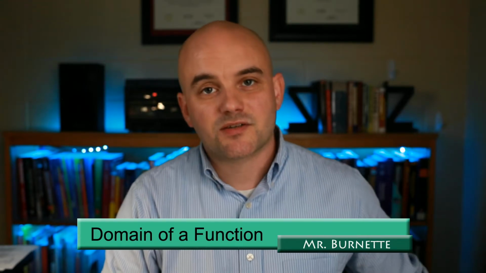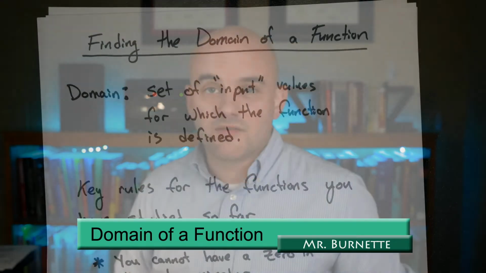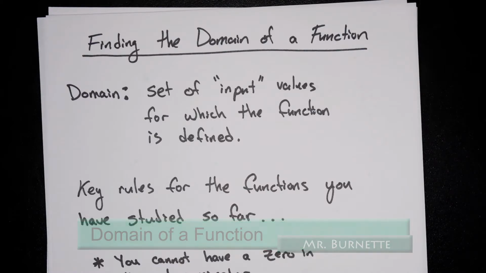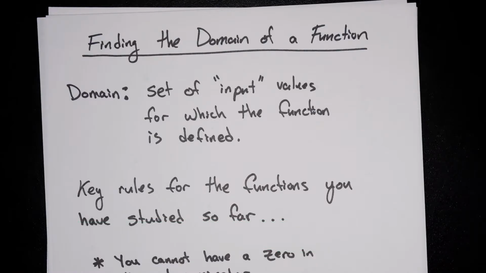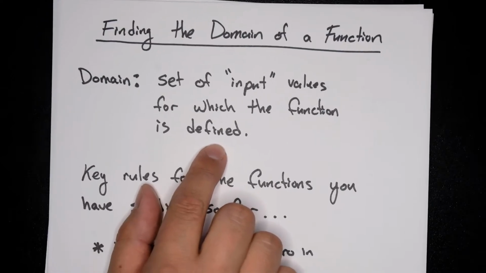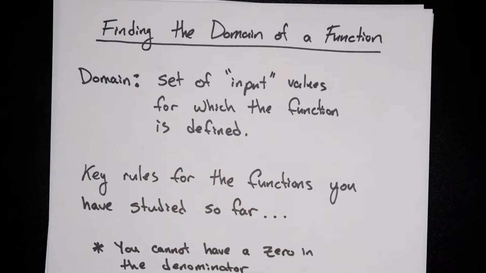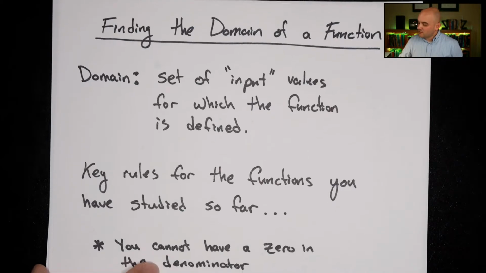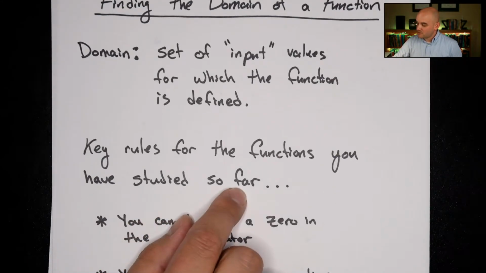Okay? Let's start off with the definition of domain. This says that the domain is a set of input values for which the function is defined. A nice easy way to put that is that it's all of our possible x values. The key rules for functions you have studied so far.